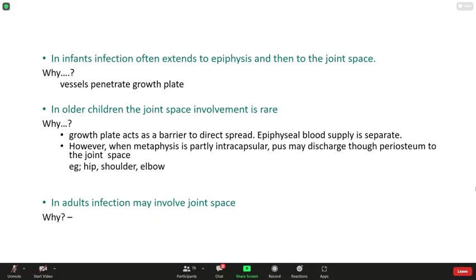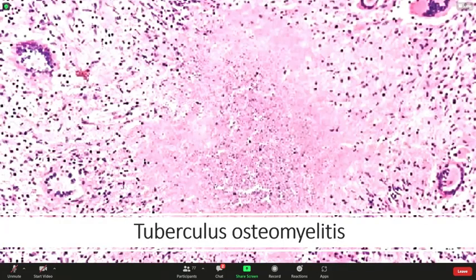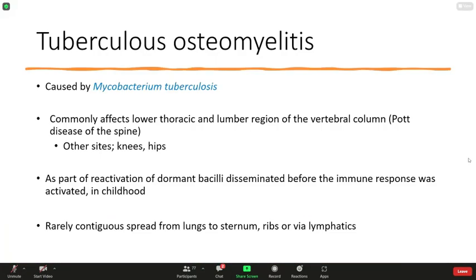Next one is, in adults, infection may involve the joint space. Why? I will give the answer. Because in adults, there's a re-establishment of communication between the metaphysis and the epiphysis. So with that, we have finished the acute and chronic osteomyelitis. We can move into tuberculous osteomyelitis.